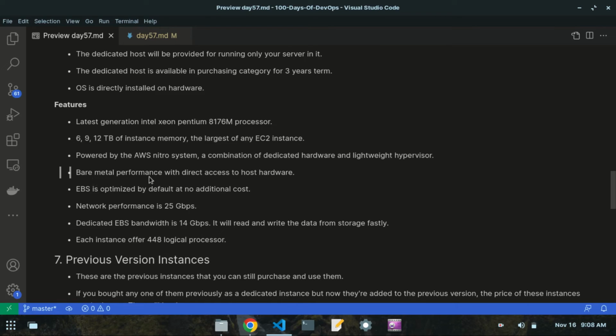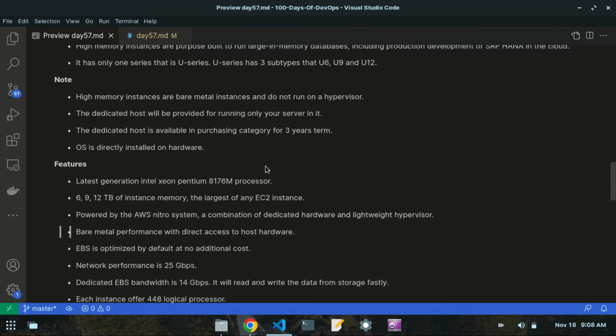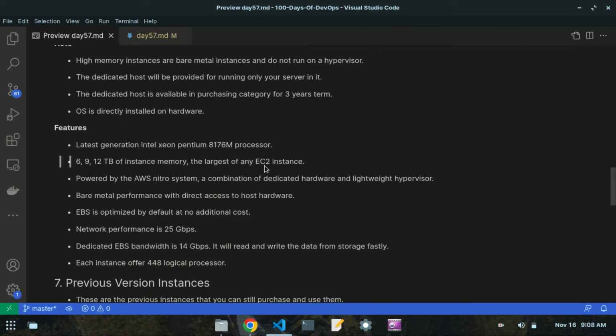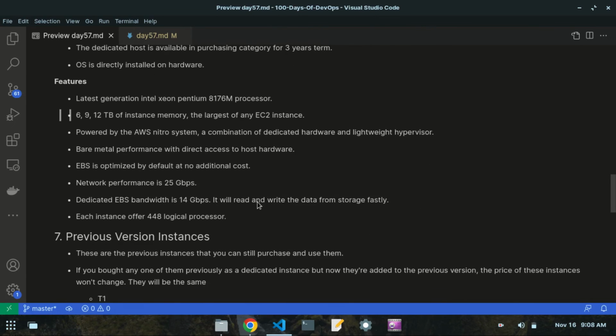And after that, the bare metal performance with direct access to the host hardware, so that you can directly use this host hardware and the host machine for the performance, and you can directly access it. And it is for your own usage. It will not be provided to another user. Just as we have seen in the hypervisor case or in the other instances, the instances were distributed among multiple users. So this will not be the case for this high memory instance.